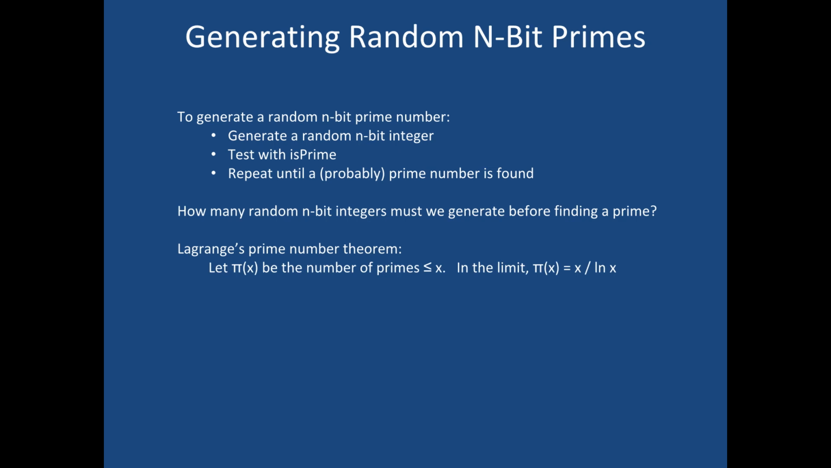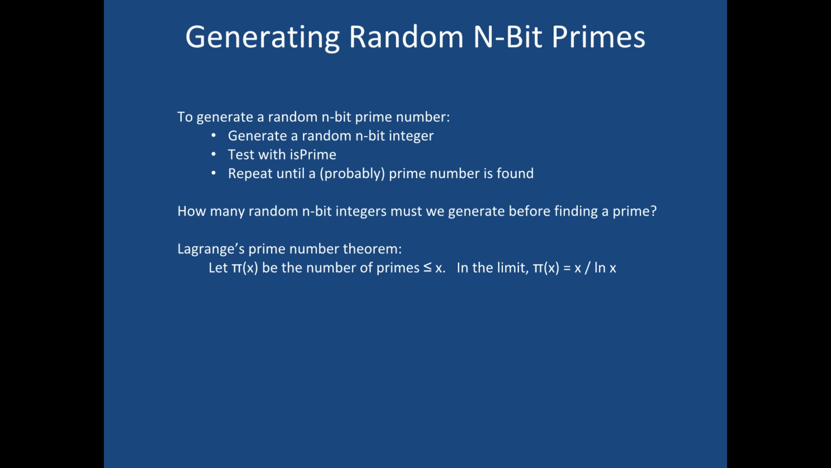And there's a prime number theorem due to Lagrange that just blows me away. I don't see how you possibly would conceive of this, let alone prove it. But here it is. We'll let pi of x be the number of primes less than or equal to x. And what he showed is that in the limit, as x goes to infinity, pi of x is x divided by the natural log of x.